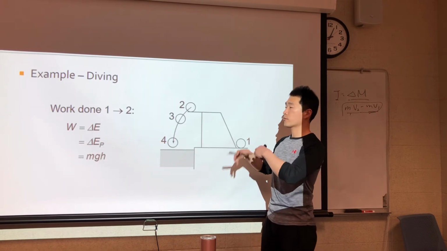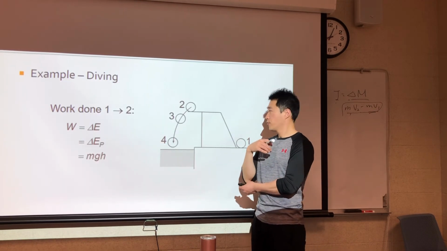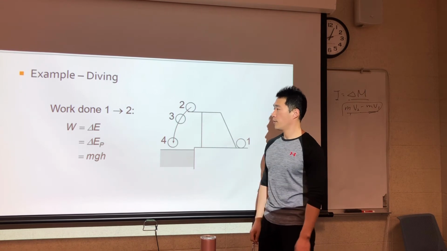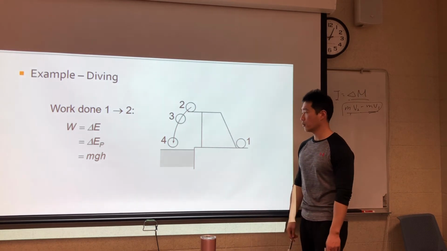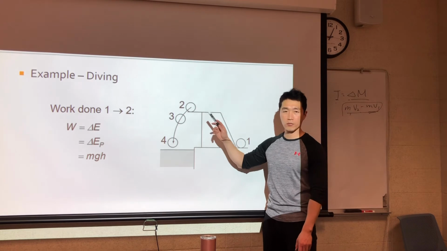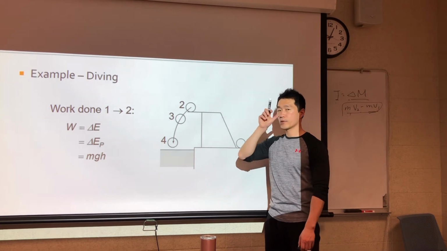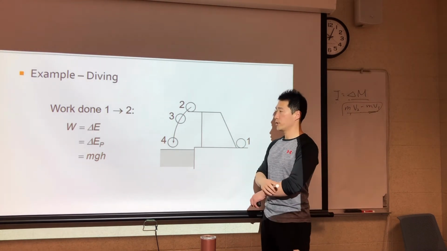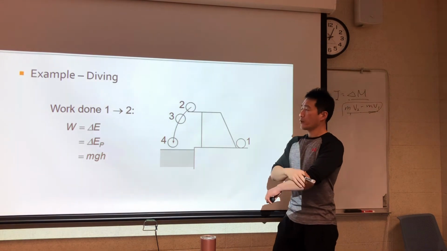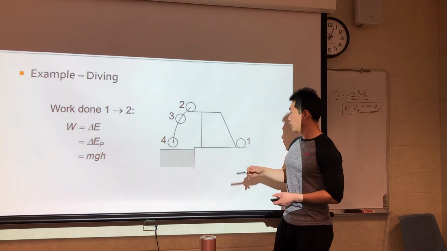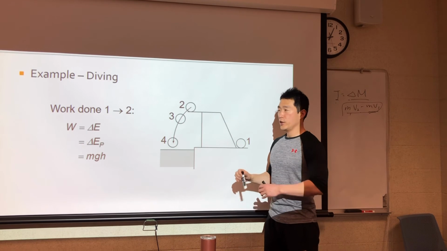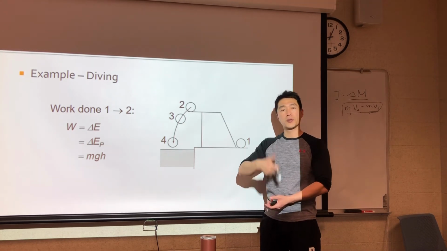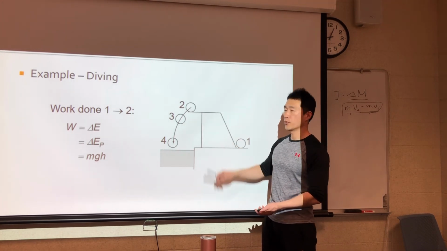Again, we are going back to the diving example. So we have one diver here, but I would like to calculate the work done from 1 to 2. When he moved from here to here, how much mechanical work was done? He just changed his vertical position from 1 to 2.